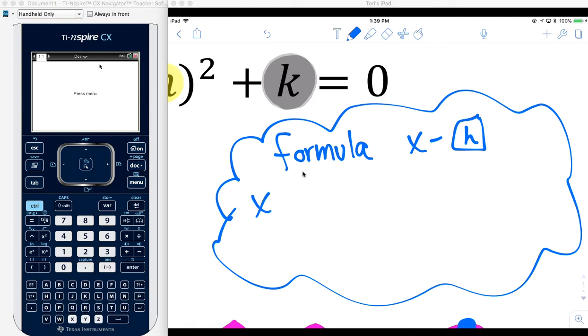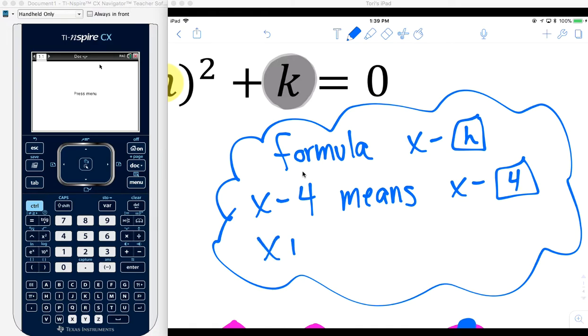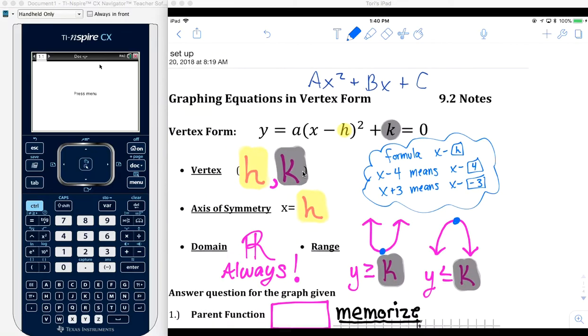So if you see something like x minus 4, then what would h be? Well, x minus what? 4. 4 is my h. But if we saw something like x plus 3, that's going to be very different. A lot of people want to say, oh yeah, h is 3. But the problem with that is it's x minus a negative 3. My h is actually a negative 3. So you almost have to think about changing the sign based on what you see.